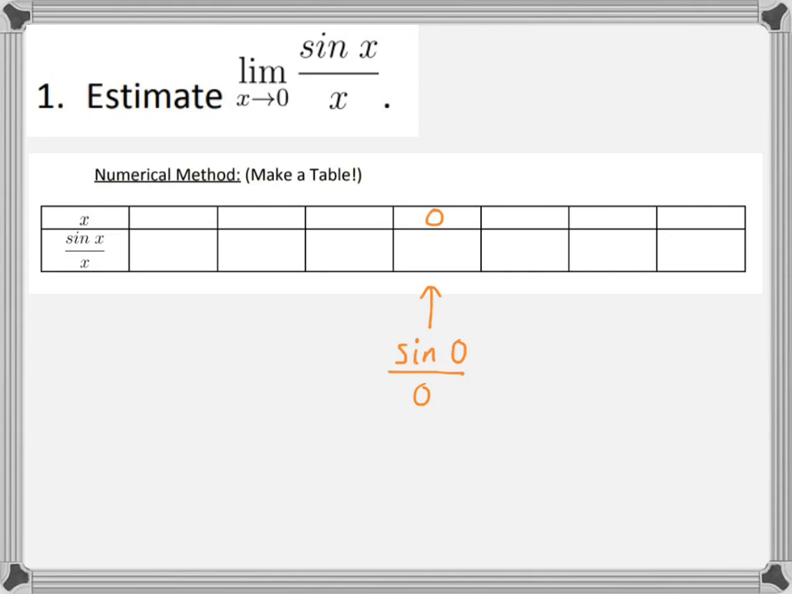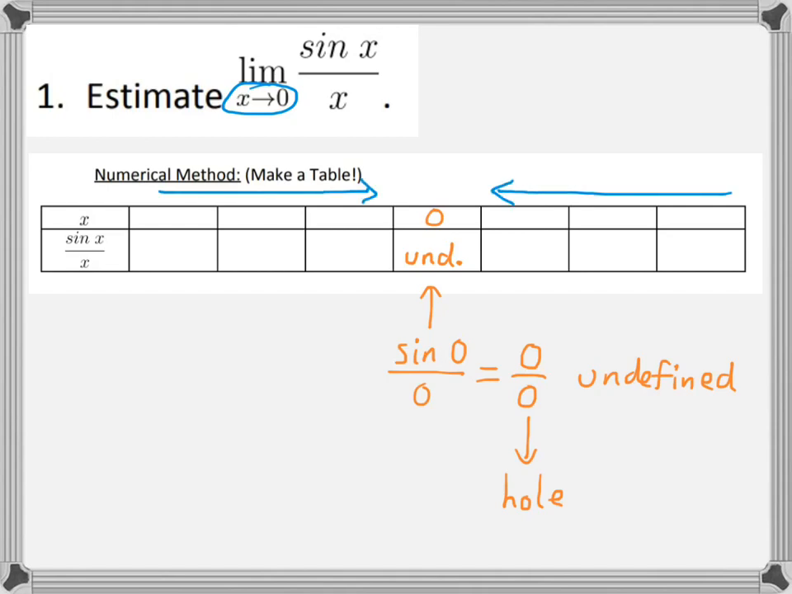Sine of 0 over 0: well, sine of 0 is 0, and 0 over 0? That's undefined. We'll actually encounter this 0 over 0 multiple times as we go through calculus. We'll learn later that it's called an indeterminate form, which gives us permission to use a rule called L'Hopital's rule. And also 0 over 0 usually indicates that there's a hole in the function, as you saw in the graph on the previous screen. So I want x to approach 0, so I need to generate some values that approach 0 from both sides on my table.